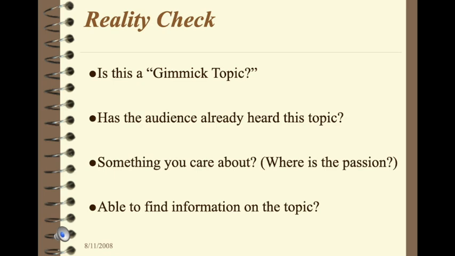And last but not least, probably one of the most important things, are you able to find information on the topic? If you are not, please stop. Do not try to ride this topic under the waves, all right? There's no point in being a martyr. You've got to earn the skills to become a better communicator.